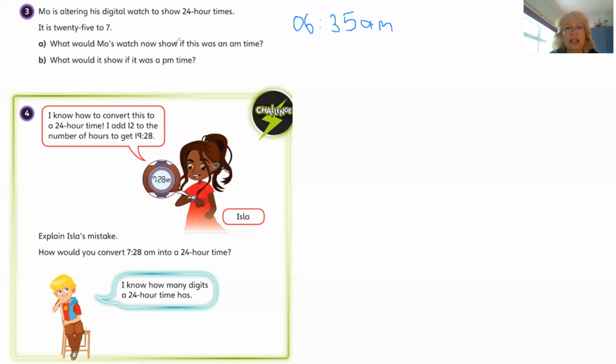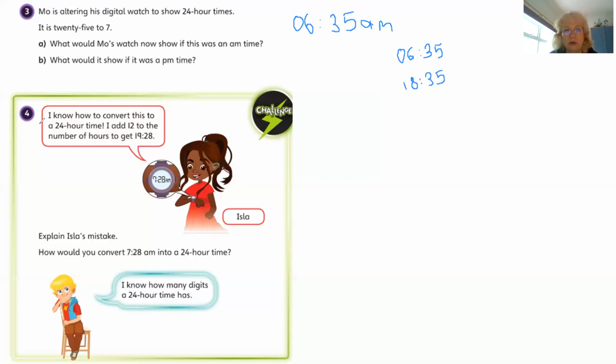What would Mo's watch now show if this was an AM time? Here we go. Well, we've written the time out already, and it would just be 06:35. Wouldn't need the AM at all. And then what would it need to show if it's a PM time? Well, we keep the minutes exactly the same and we just add 12 onto the hour. So 6 plus 12 is 18, and it will be 18:35, and we wouldn't need the PM. And those are the 2 answers.